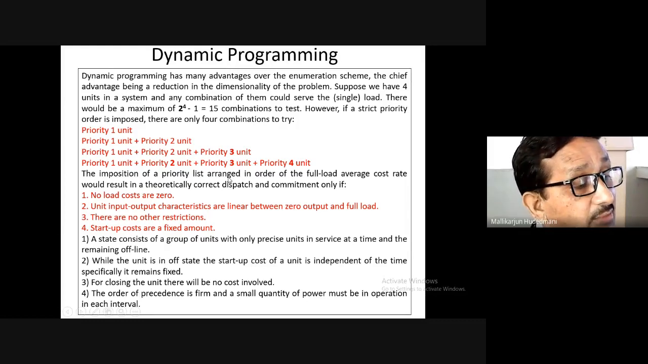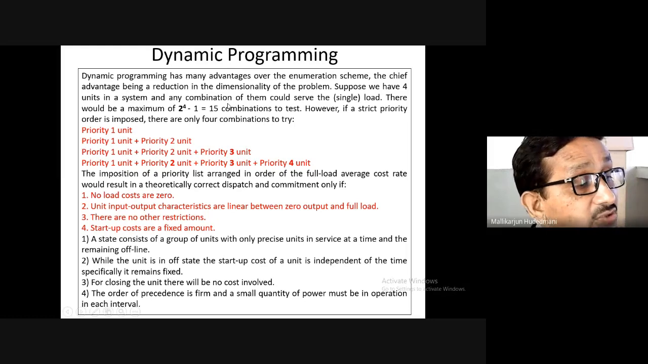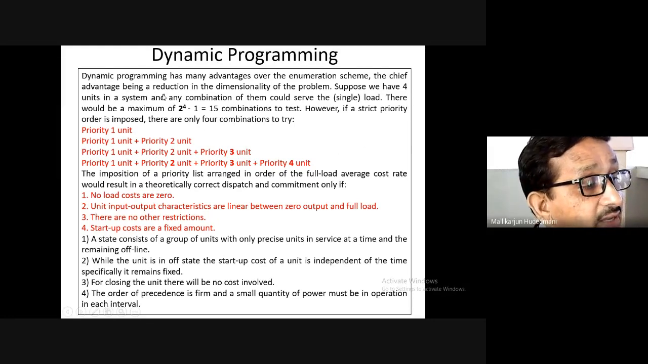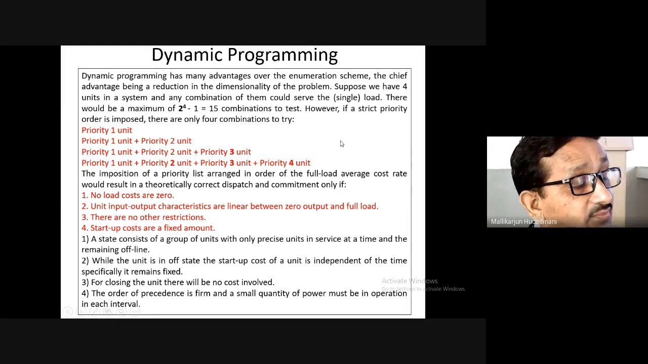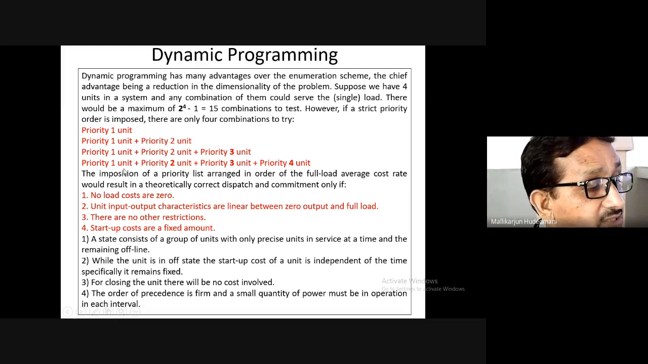If I had taken a process of simple enumeration or a priority listing method, 15 combinations I must evaluate, compare, and take decisions continuously at each hour of the decision process. So that cumbersome work is eliminated by the dynamic programming method. It makes it straightforward. If you have those many units, only those many decisions are left.